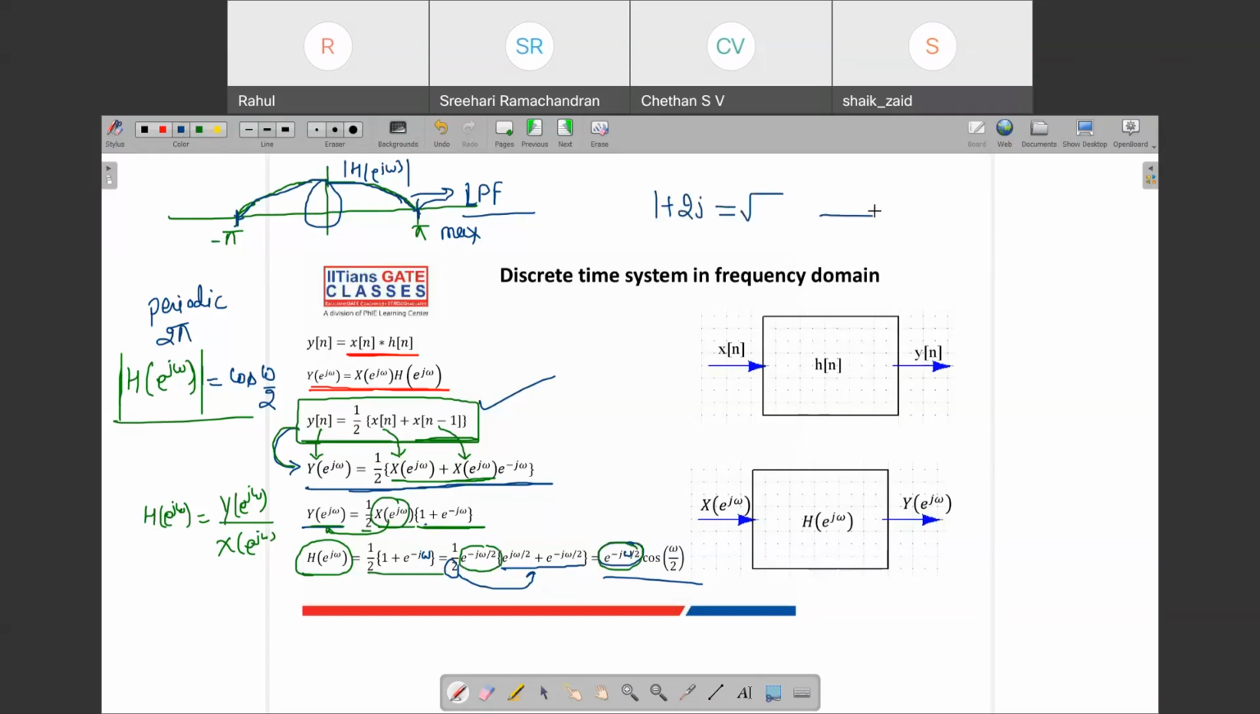this will be the magnitude, square root of 1 square plus 2 square, and there will be some phase term. When you take the magnitude of the phase term, it becomes 1. This is exactly the phase term here. It will become 1.